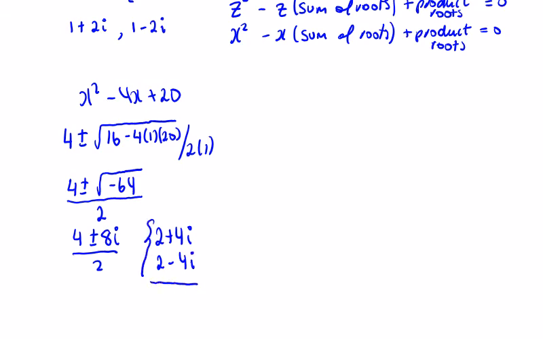Add them together, we're going to get 4. Change the sign, we get our minus 4. Multiply them, 2 plus 4i by 2 minus 4i. 4, and then you can see the middle two terms are going to cancel, so it's just 4 minus 16i squared, which is 4 plus 16, which is 20, which is this number here.